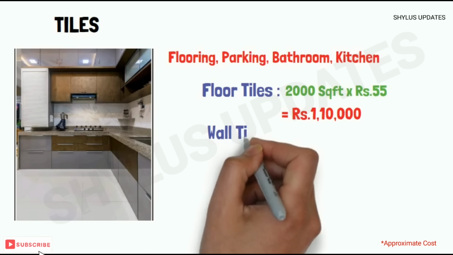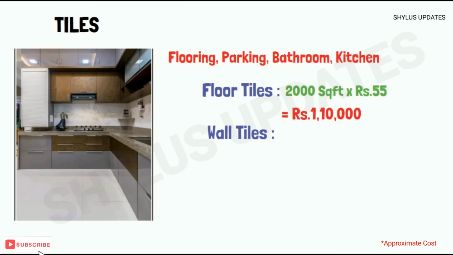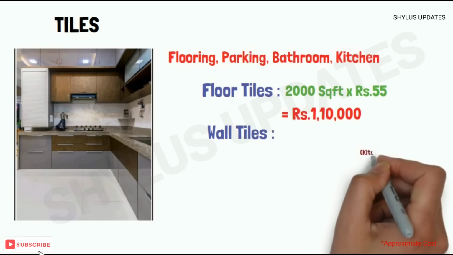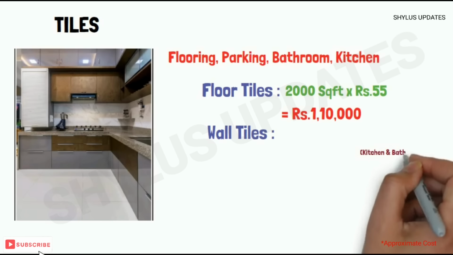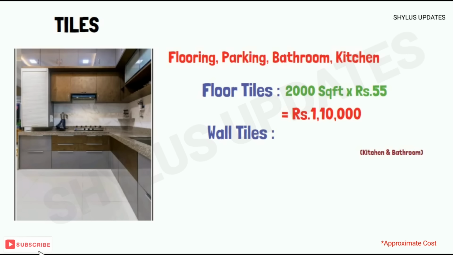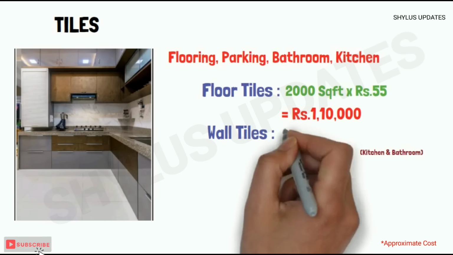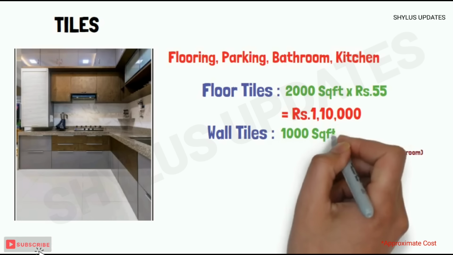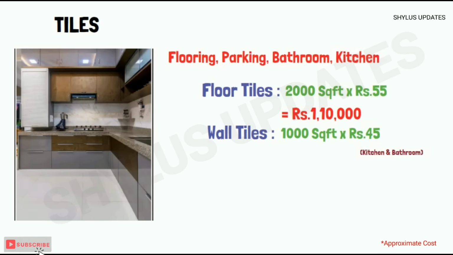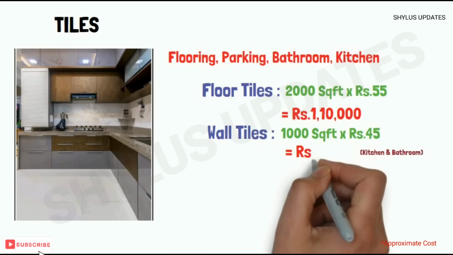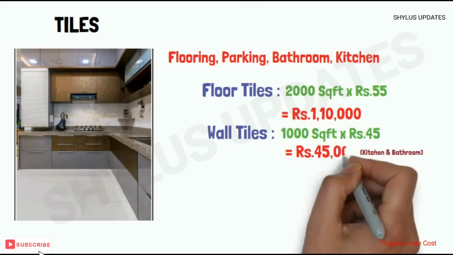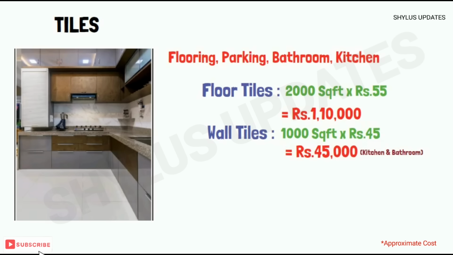Wall tiles. Wall tiles are used in kitchen and in bathroom. Wall tiles are required for 1000 square feet. The current market rate of wall tile is rupees 45 per square feet. When you multiply 1000 square feet into rupees 45, you get rupees 45,000.